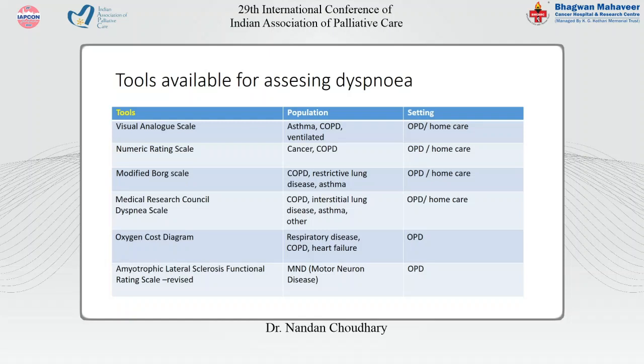This slide shows the tools that can be used in an OPD or home care setting, like simple tools such as the visual analog scale and the numeric rating scale. The visual analog scale can be used in patients suffering from asthma or COPD, or a patient who is ventilated. The NRS, or numeric rating scale, can be used in patients suffering from cancer or COPD. The modified Borg scale can be used in patients suffering from COPD, restrictive lung disease, or asthma. The MRC dyspnea scale, or Medical Research Council dyspnea scale, can be used in patients suffering from COPD, interstitial lung disease, asthma, and others. And there is the oxygen cost diagram, which can be used in patients suffering from respiratory disease, COPD, and heart failure.